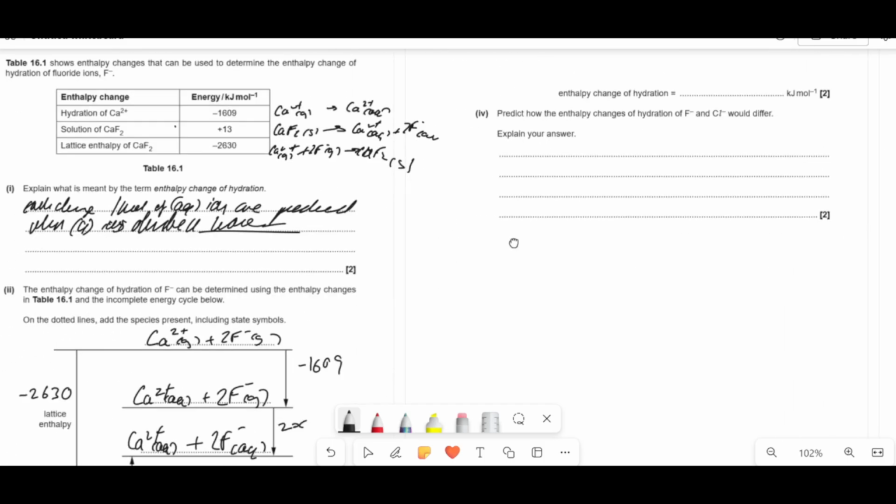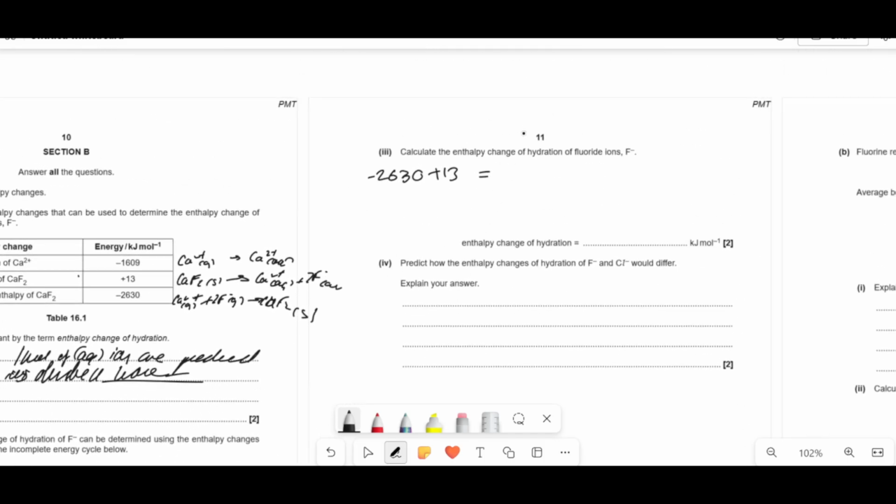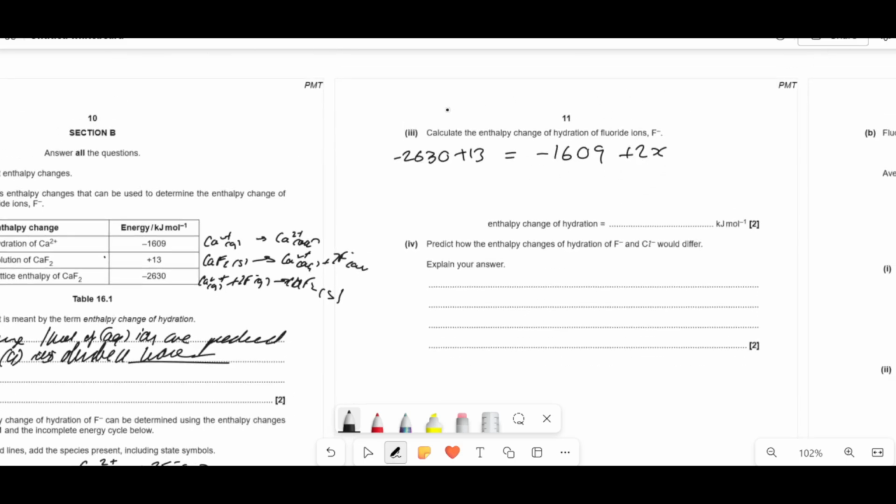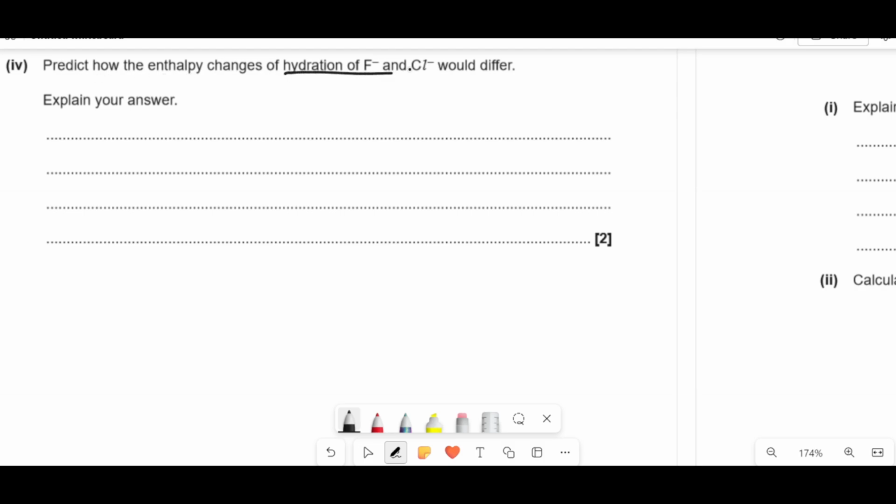So it's going to be minus 1609 plus 2x. Then I'm going to tidy this up, which gives me minus 2617 equals minus 1609 plus 2x, and then I'll get minus 1008 equals 2x, which then means x is minus 504 kilojoules per mole. There you go. Then it says predict how the enthalpy changes of hydration of F minus and Cl minus would be different. So F minus versus Cl minus. Have a think what the difference is.